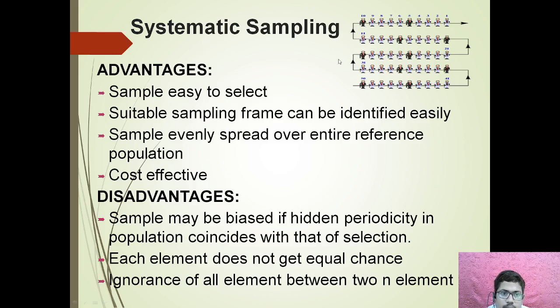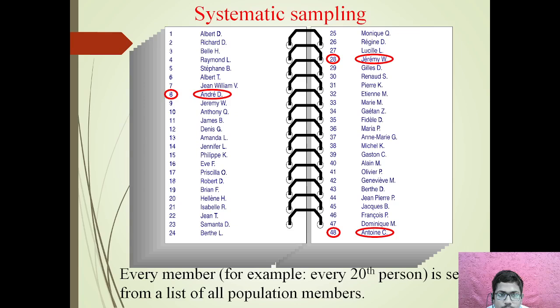What are the advantages of systematic sampling? The sample is easy to select, and a suitable sampling frame can be identified easily. The sample is evenly spread over the entire reference population, which is cost effective. But the disadvantages: the sample may be biased if there is hidden periodicity in the population coinciding with the interval. Each element does not get an equal chance. It ignores all elements between every nth element.